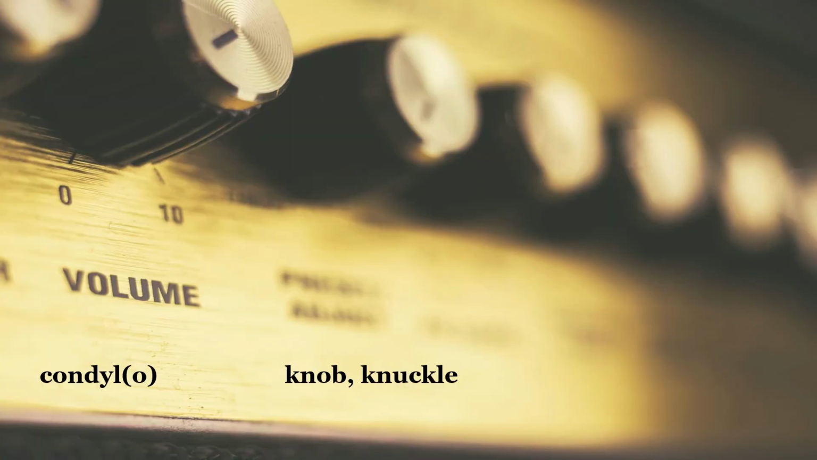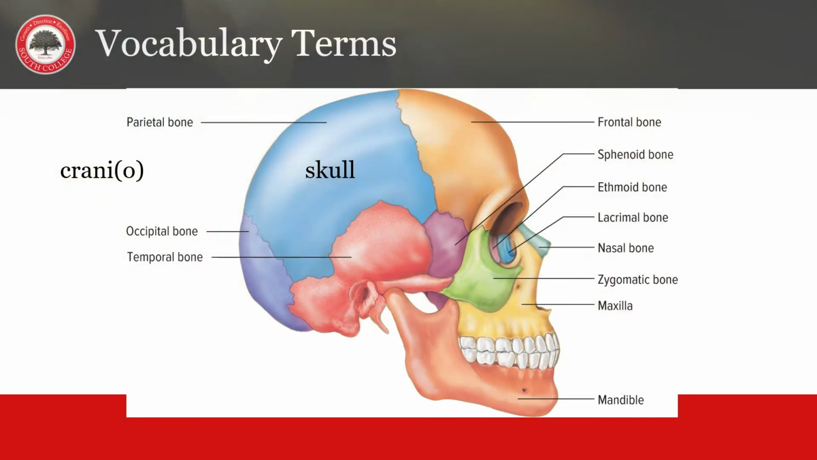Condylo means knob or knuckle. Cranial refers to the skull. Let's look at this skull for a second. Note the sutures divide the flat bones of the cranium. See the suture between the parietal bone and the occipital bone. You will get to know the skull very well in AP1.